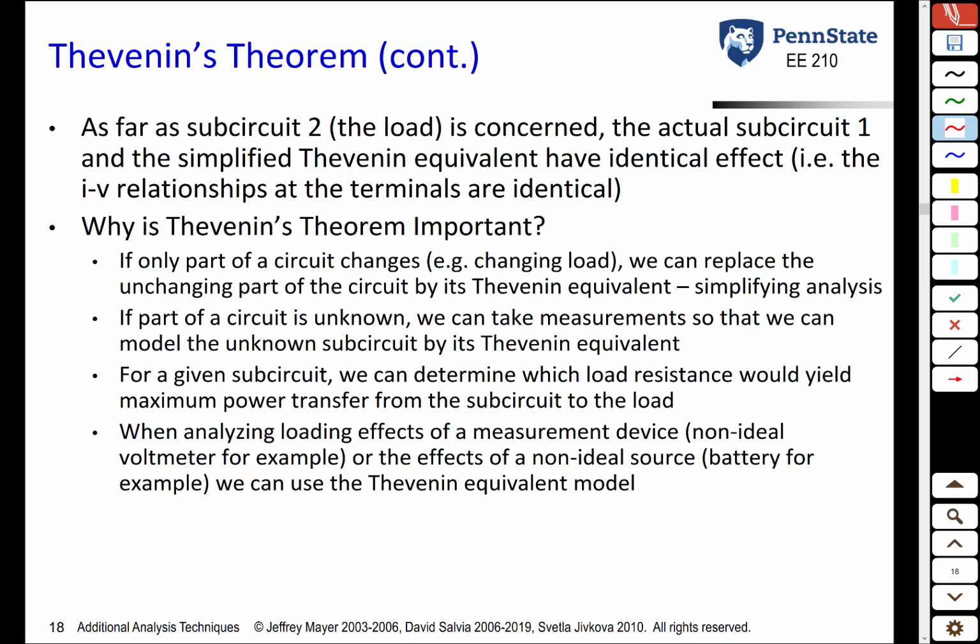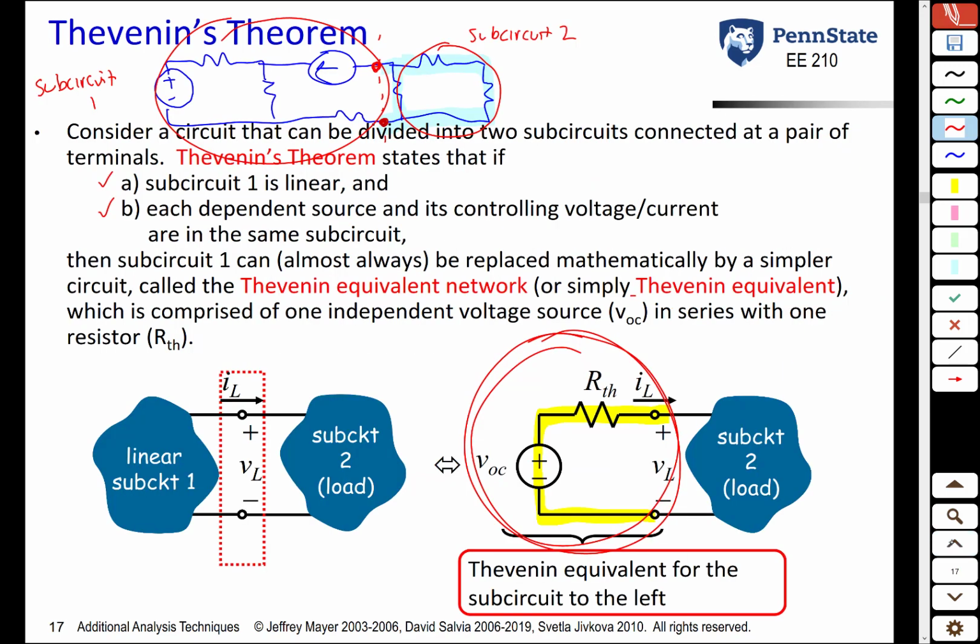Another advantage is if you have part of the circuit that's unknown, you can take certain measurements, as we're going to see moving forward, that allow you to find the Thevenin equivalent model just from measurements. So that means that even if you did not have the circuit diagram for this part of the circuit, you could take measurements at those terminals to determine what this Thevenin equivalent model was.